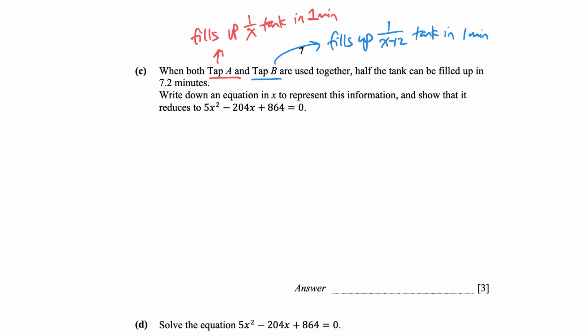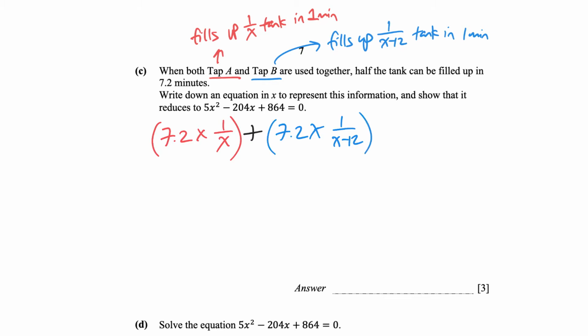Alright, part C. When both tap A and tap B are used together, half the tank can be filled up in 7.2 minutes. So I already wrote down that tap A fills up 1 over X tank in 1 minute, and tap B fills up 1 over X minus 12 tanks in 1 minute. In 7.2 minutes, how much can tap A fill up? It will simply be 7.2 times 1 over X, because 1 over X tank is for 1 minute. Now you have 7.2 minutes. And tap B fills up 7.2 times 1 over X minus 12.